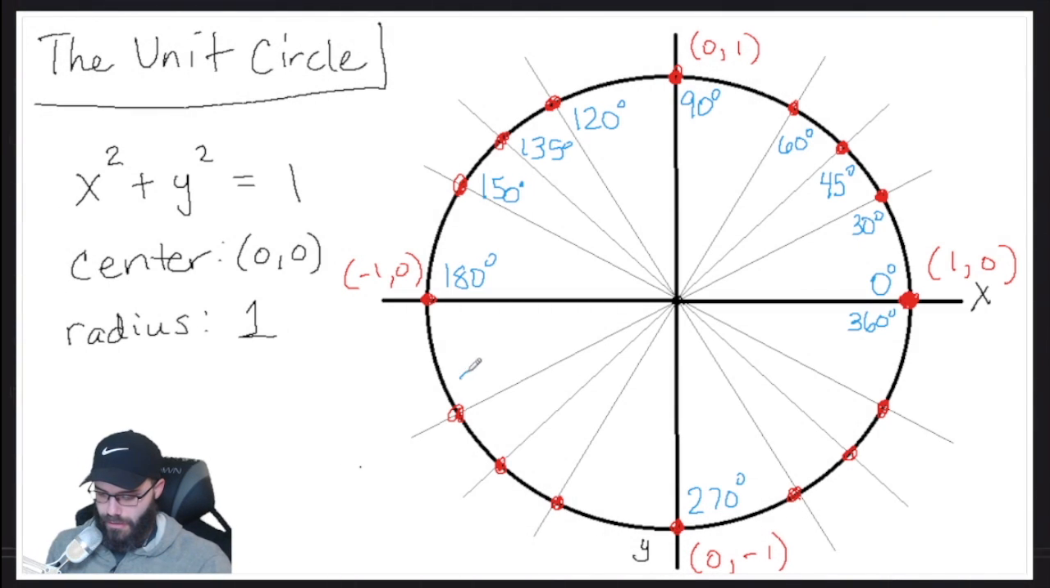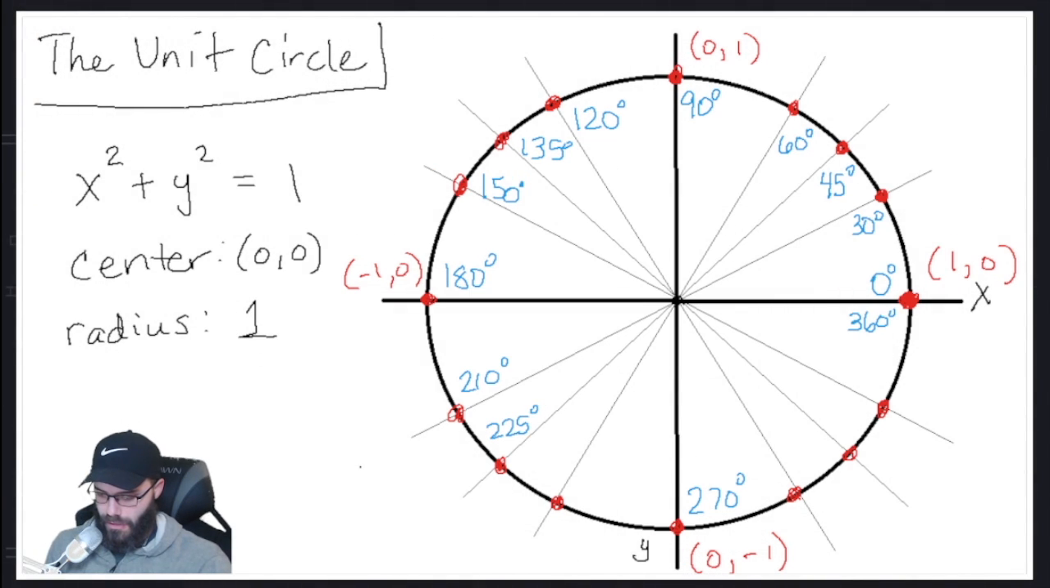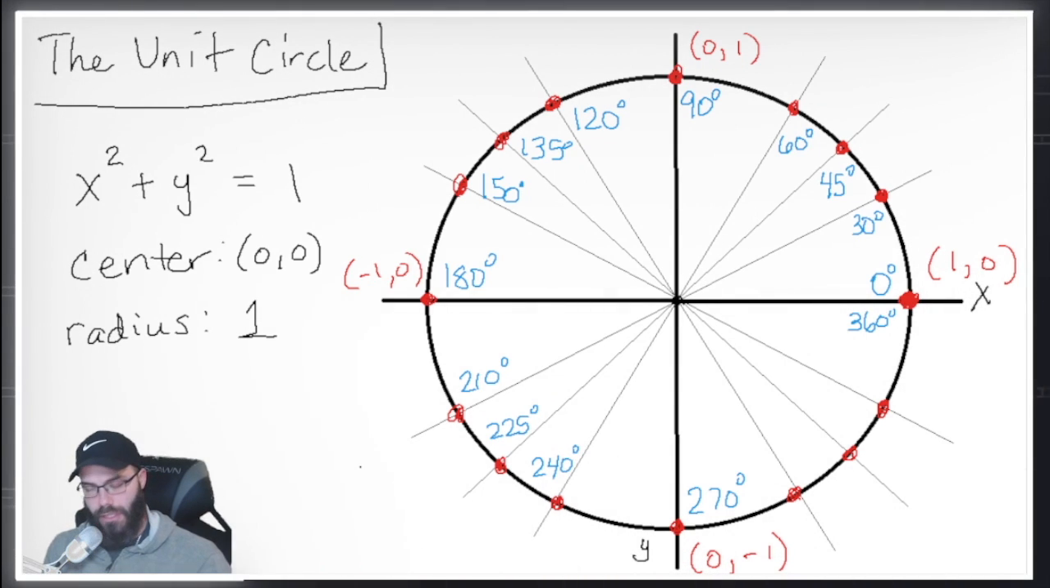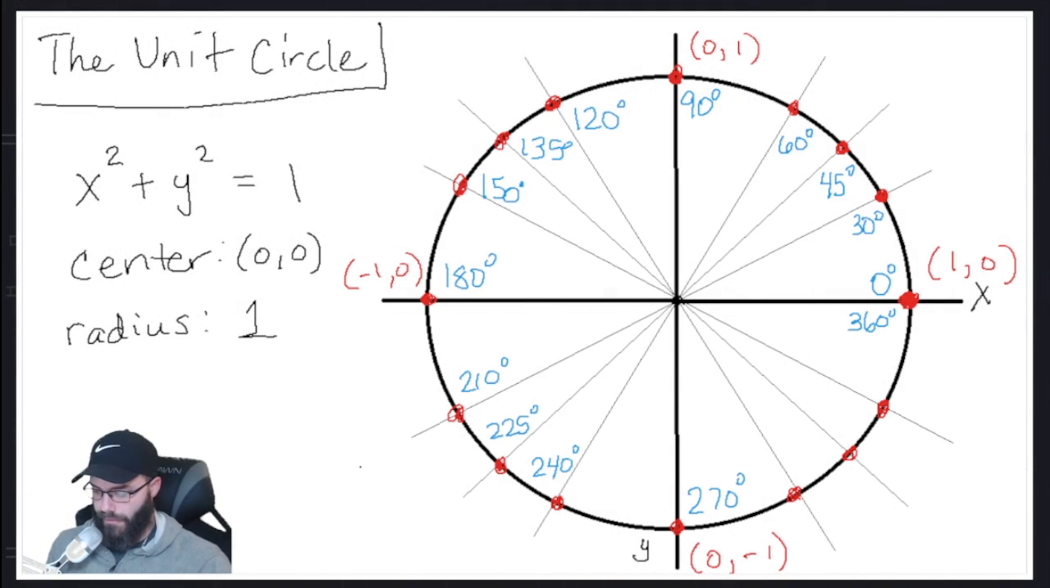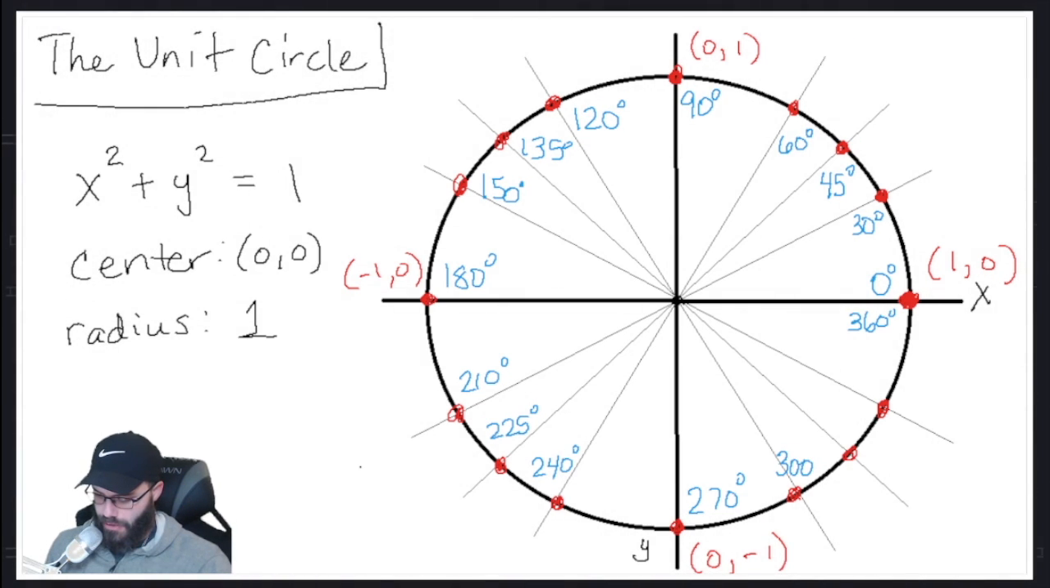Add 30, 15, 15, and then 30. We'll be at 270. And then finally, quadrant 4, add 30. So see if I could squeeze it in here. 300, 315, 330.